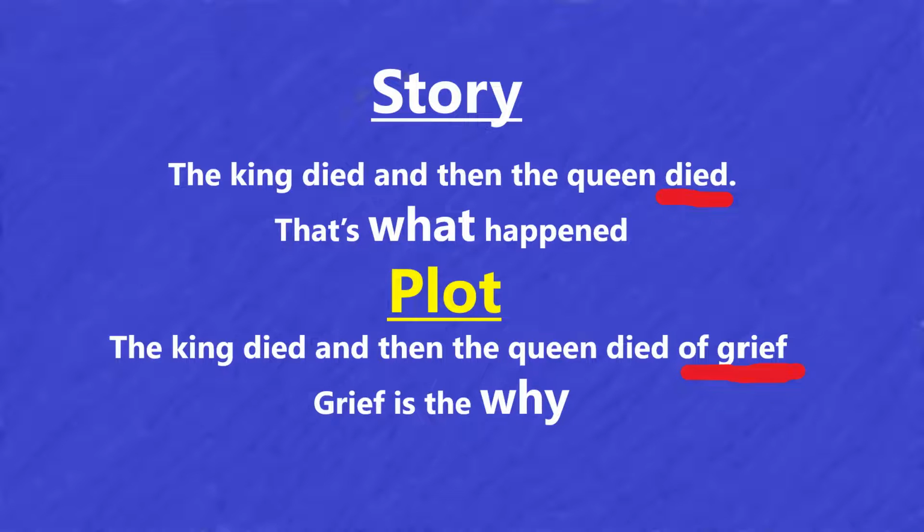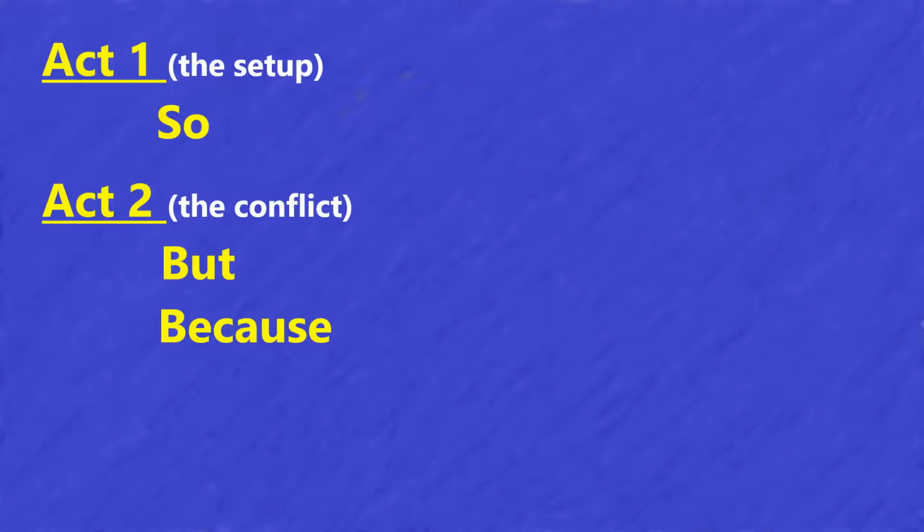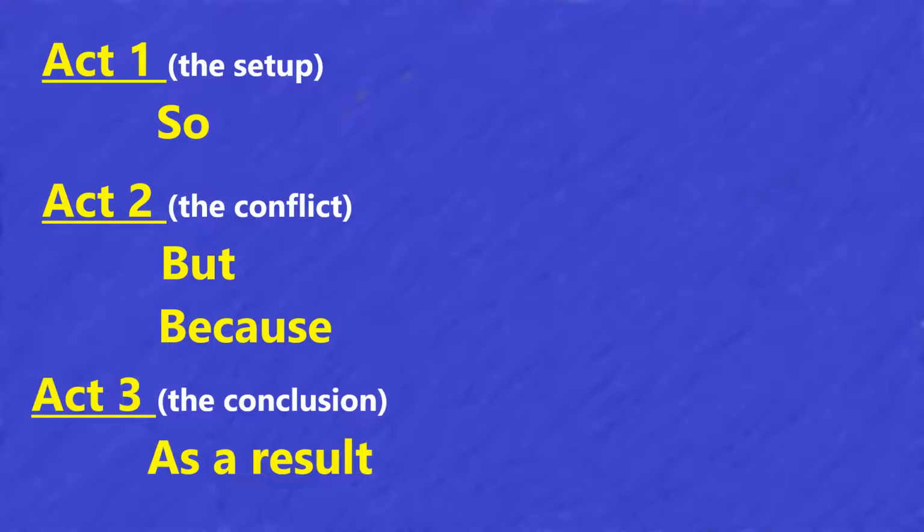And a really easy way to map out a plot is by using these qualifiers: so, but, because, therefore, or as a result. And it's no coincidence this fits nicely into the 3-act structure. Act 1, the setup: so. Act 2, conflict: but, because. Act 3, conclusion: therefore, or as a result.